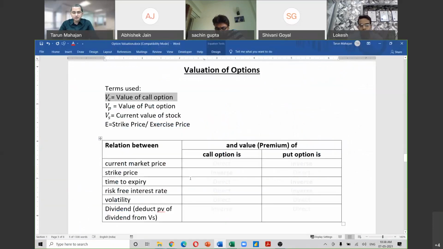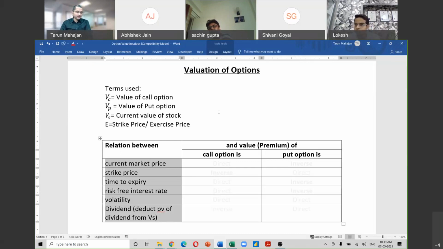VC is value of call option, that is call premium. VP is value of put option, that is put premium. DS is current value of the stock, आज का बाजार भाव. E is the strike price or the exercise price. So value of option is actually dependent on 6 factors: current market price, strike price, time to expiry, risk-free rate of interest, volatility of the share price, and dividend to be paid by the company. It's complicated to make valuation of options because the value is dependent on 6 factors.